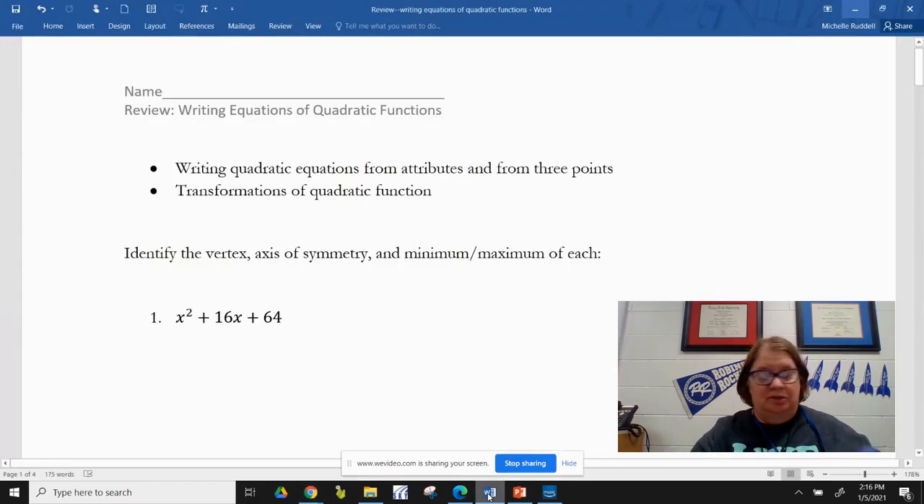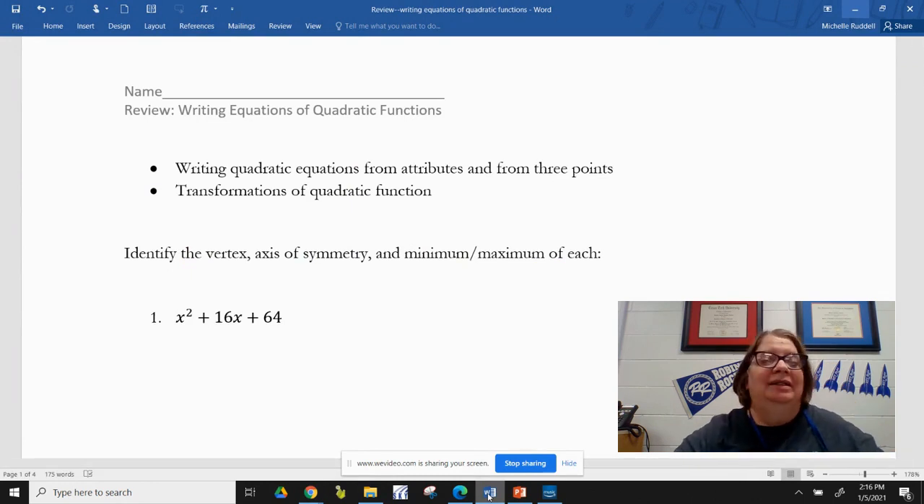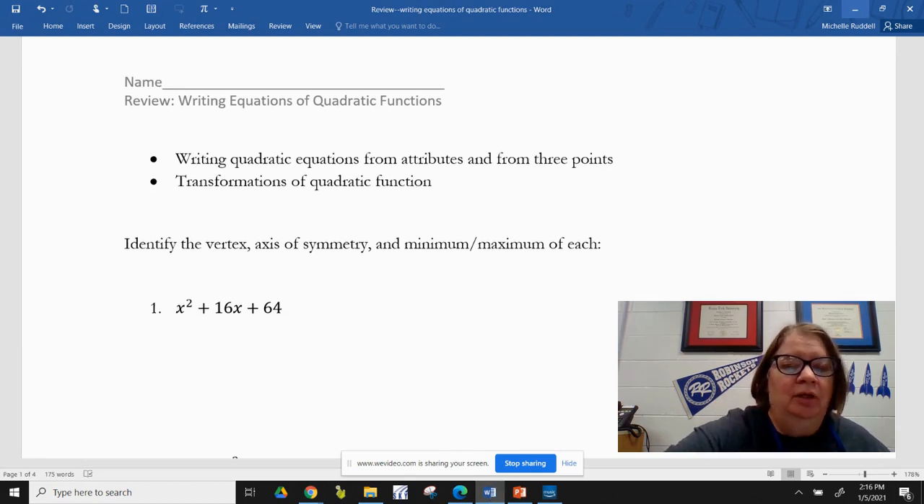Hello, Algebra 2 students. Today we're going to review what we did right before Christmas. We really need to test over that material, but I know it's been 2 weeks, so we're going to review a couple of things about quadratic functions, and then on Friday, you'll take a test over this same material.